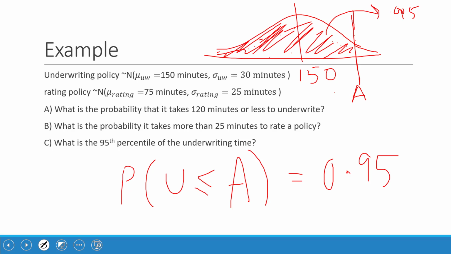We saw an example of that. We go to the table, look within the table where we get 0.95, and look at the corresponding values on the left hand margin and on the top to calculate what the A value should be. You can find the answers in the slides to compare and see if you got it correctly.